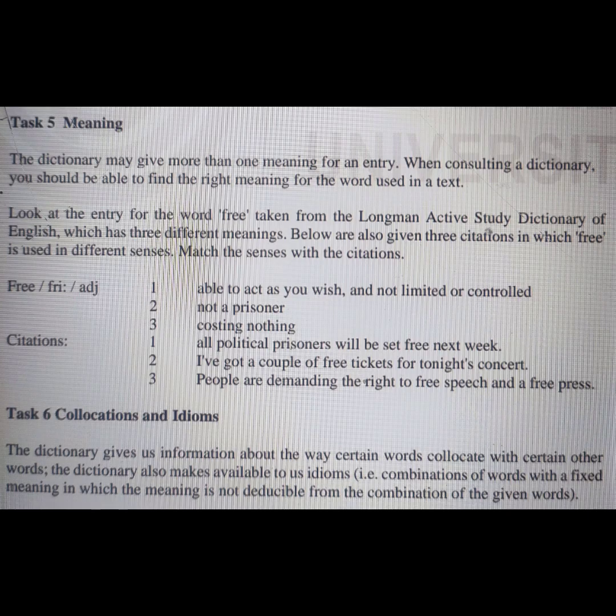Task 6: Collocations and idioms. The dictionary gives us information about the way certain words collocate with certain other words. The dictionary also makes available to us idioms, i.e. combinations of words with a fixed meaning in which the meaning is not deducible from the combination of the given words.